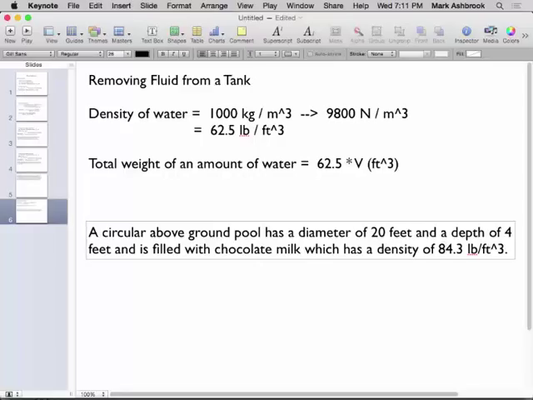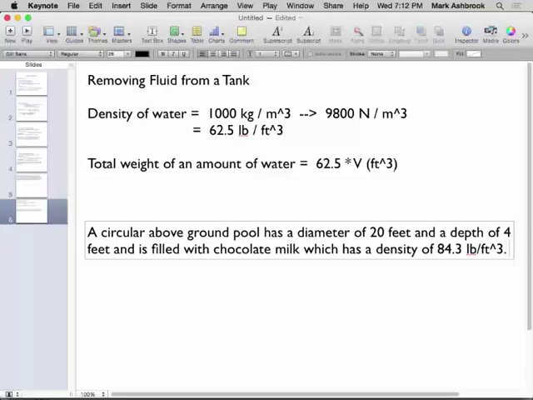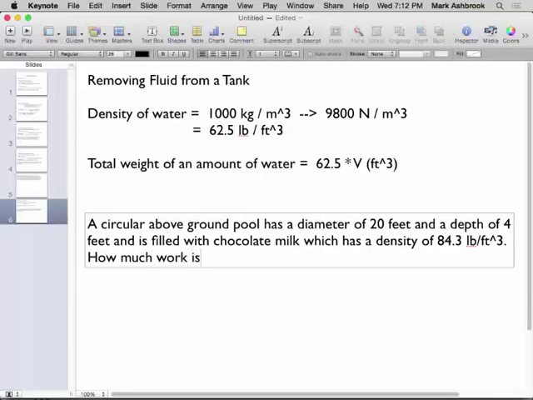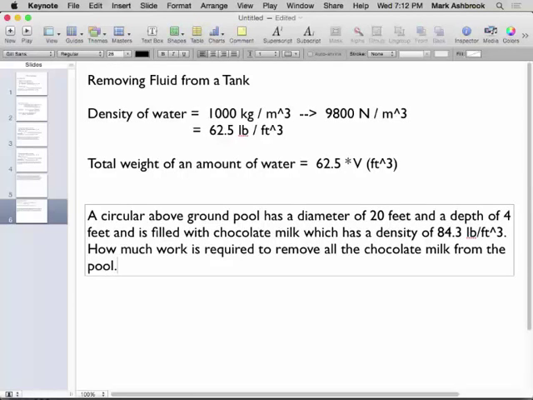Okay. So, how much work is required to remove all the chocolate milk from the pool? Okay, so we've got the pool here. I have blue for water. I do not have brown. We'll just stick with black.